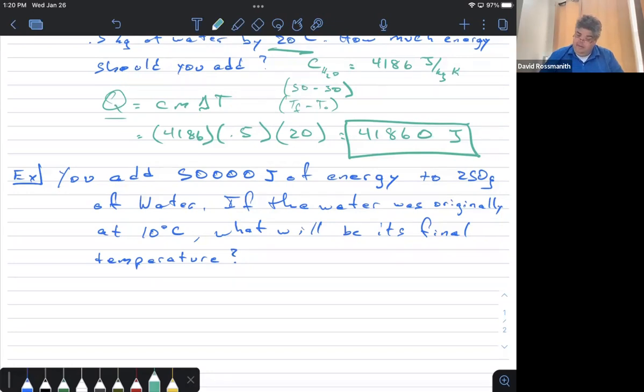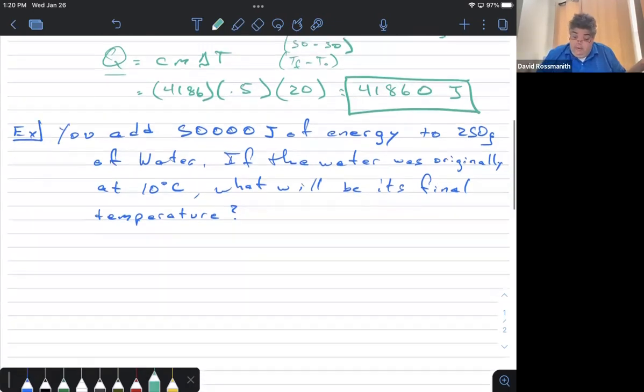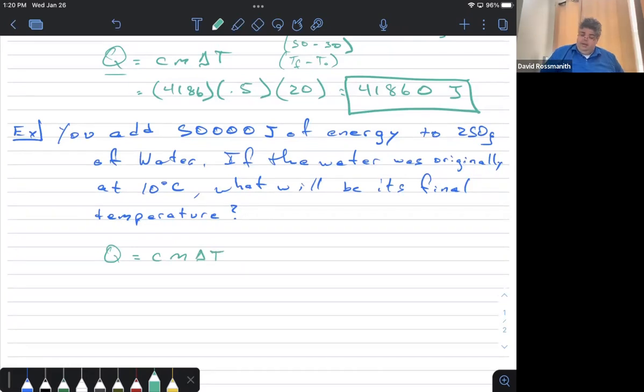Again, I only have one equation to work with. Q equals C m delta T. That's what I have. This time I'm going to rewrite it where I say what delta T is. So it's C times M times final minus initial temperature. Those are all my variables. Q, how much energy did I add? C, what type of material is this? M, how much of the material do I have? Final temperature, which is the thing I want. And then the initial temperature, where did it start?